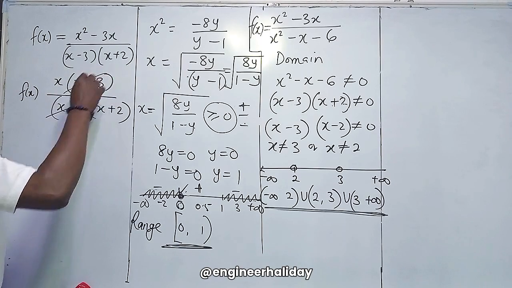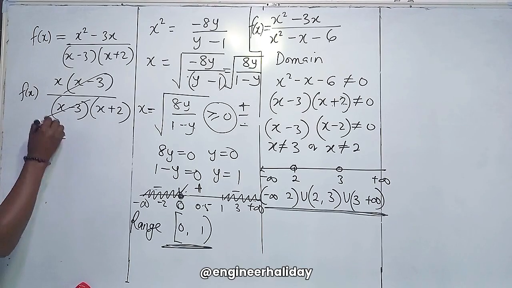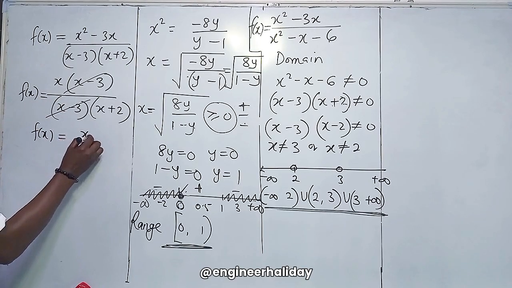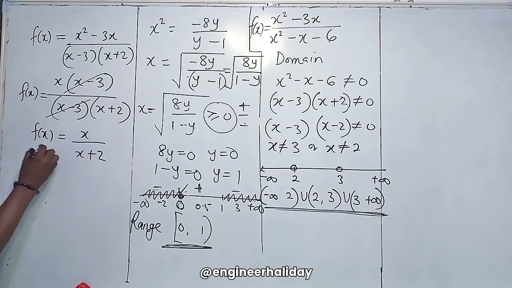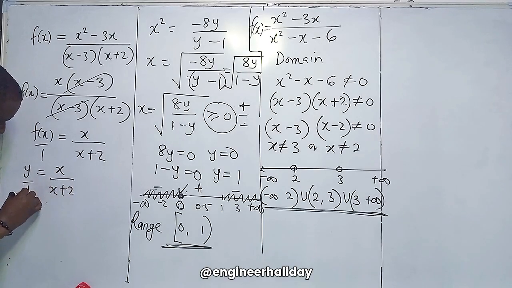Eliminate this. Now let's work with this f of x, which is equal to x over x plus 2. Now let's work with this. Now y is equal to what? x over x plus 2. Cross multiply. What would I have now?